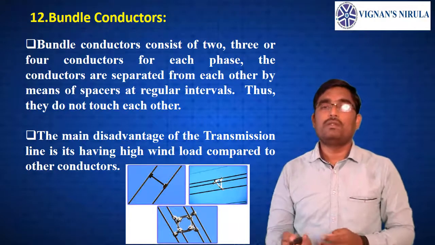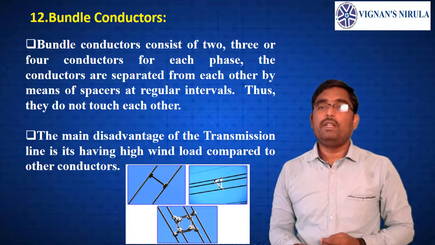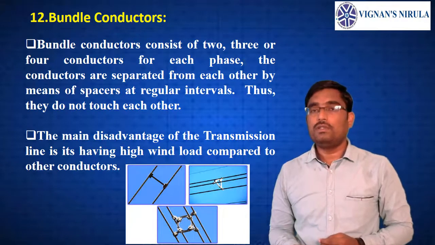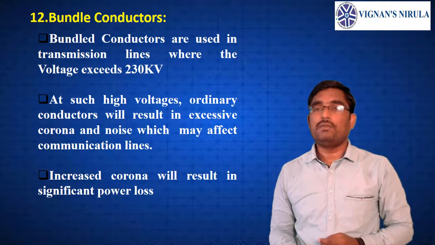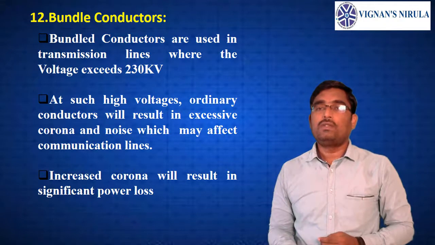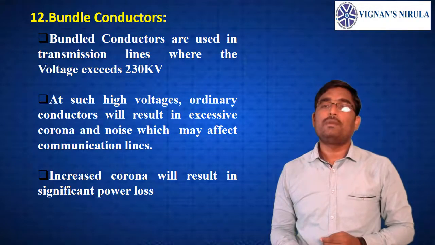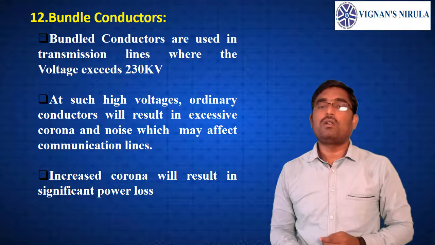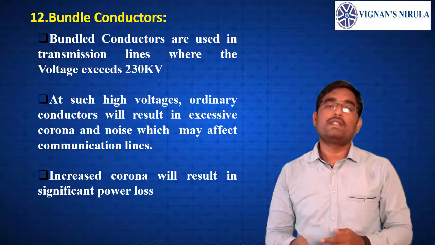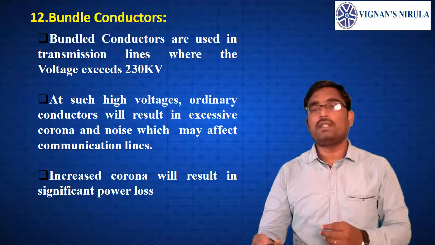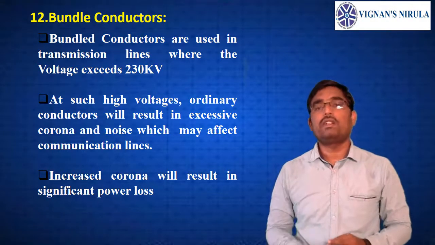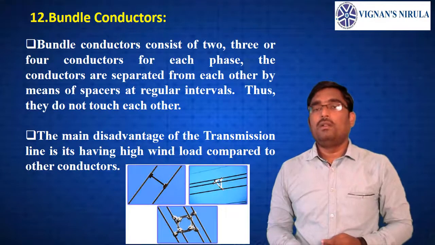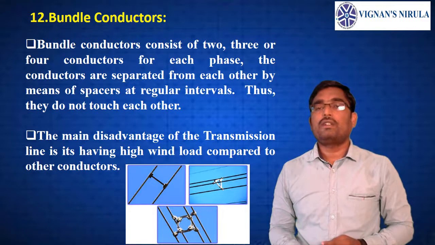See here, in the previous point we saw the advantage. Why are we moving to bundled conductors? Because they can reduce the corona. How bundled conductors reduce the corona, we will see in the next sessions, where we are completely discussing the corona. Anyhow, the main disadvantage of this transmission line is that it has high wind load compared to other conductors.